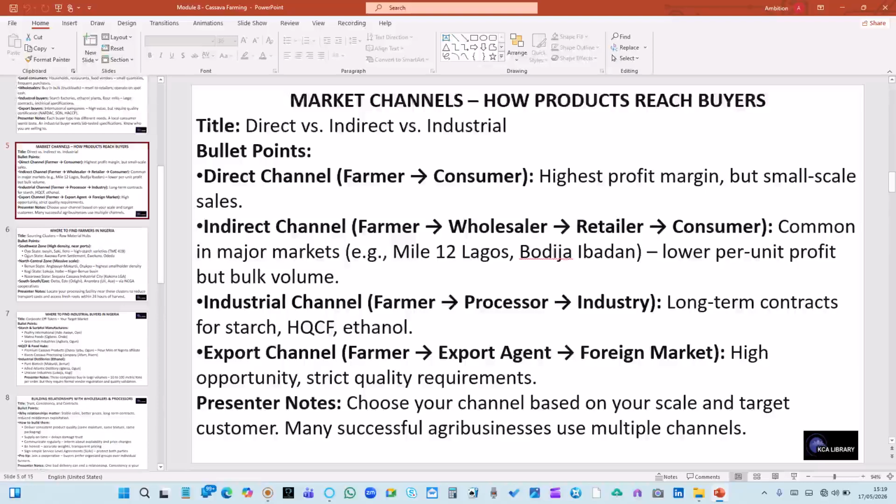Then we have the export channel, usually from farmer down to export agent down to the foreign market. It is characterized by high opportunity and strict quality requirements. Note, choose your channel based on your scale and target customer. Many successful agribusinesses use multiple channels.